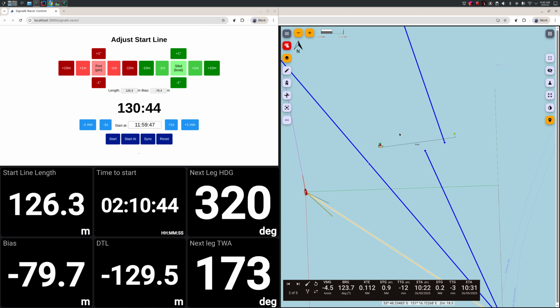So once we have our line and we know our distance to the line, we have to have our start time to count us down into that line.